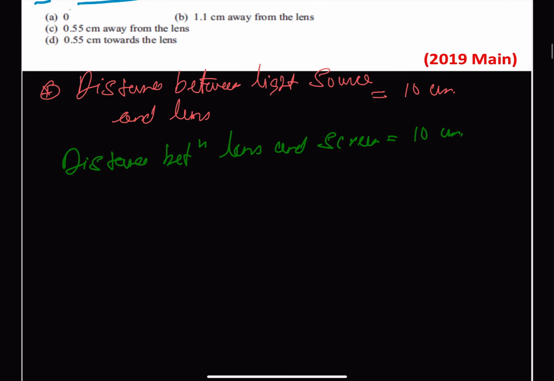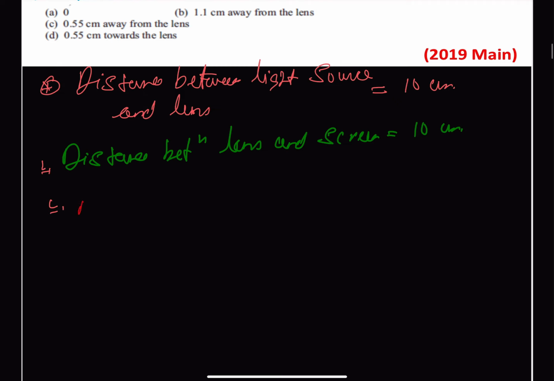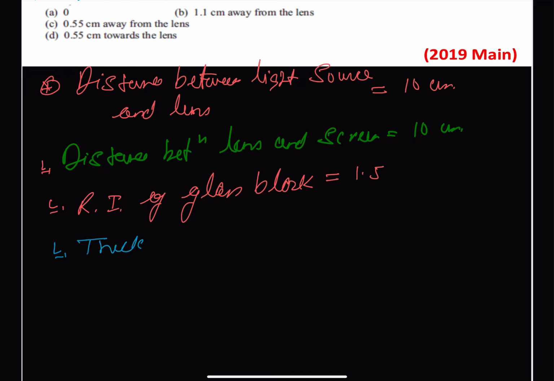And we are given the refractive index of the glass block, that is given as 1.5, and we are also given the thickness of the glass block, that is given as 1.5 centimeters.